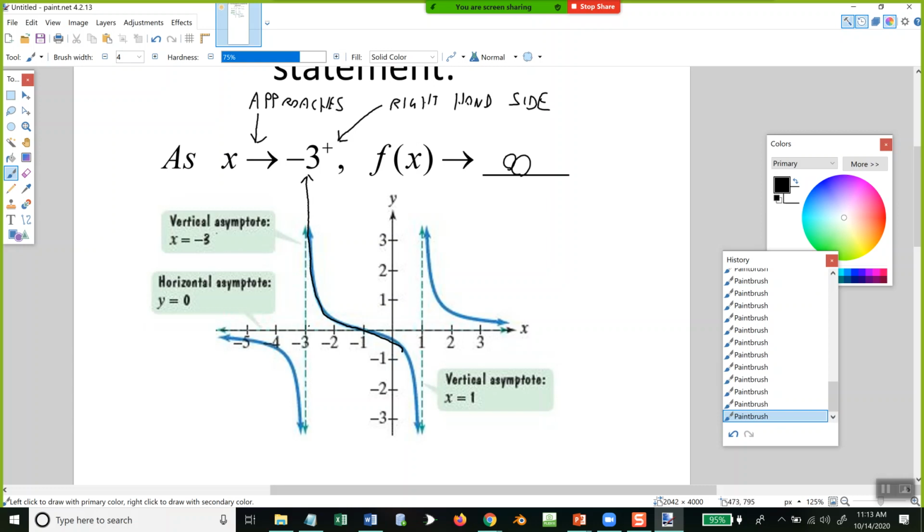Now, it says that this is a vertical asymptote, x equals -3. An asymptote is an invisible line your graph will skim at some point, never touching it, never crossing it. So it's going to keep on getting closer and closer to that asymptote, but it'll never touch it, never cross it. It'll keep going up forever. Okay, we got that.